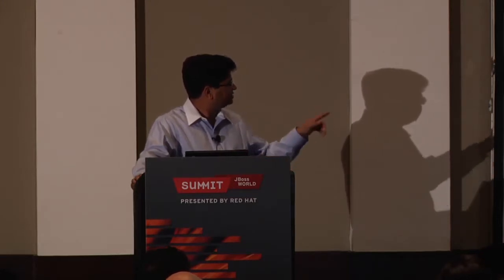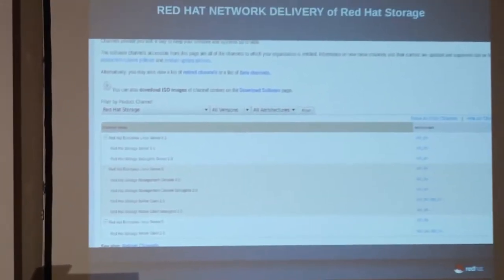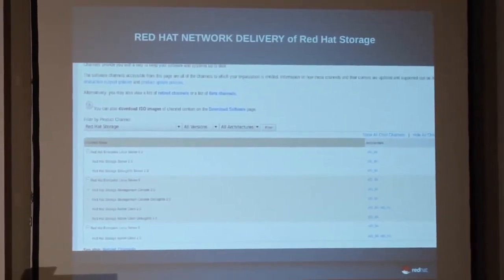And for people who are familiar with Red Hat Network, I have a quick slide that shows you how it is delivered, the channels and the stuff. These slides are obviously available at the JBoss Red Hat Summit webpage, so you can download them. But this is what it looks like in RHN, if you're familiar with RHN.